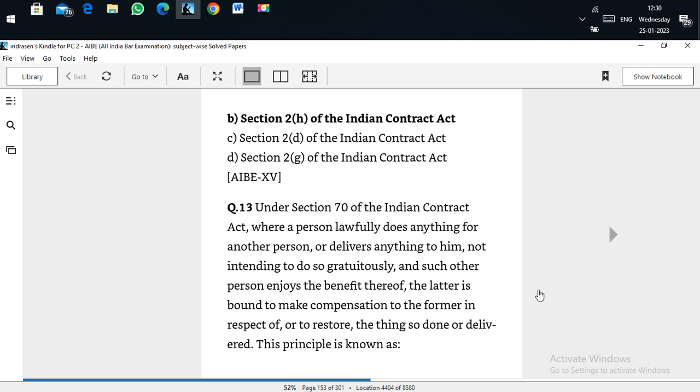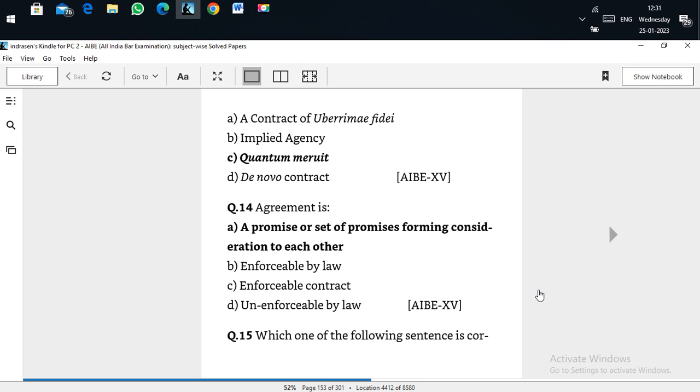Under Section 70 of the Indian Contract Act, where a person lawfully does anything for another person or delivers anything to him, not intending to do so gratuitously, and such other person enjoys the benefit thereof, the latter is bound to make compensation to the former in respect of the thing done or delivered. This principle is known as quantum meruit. Quantum meruit is what one needs to repay if the service is not given gratuitously. An agreement is a promise or a set of promises forming the consideration for each other.